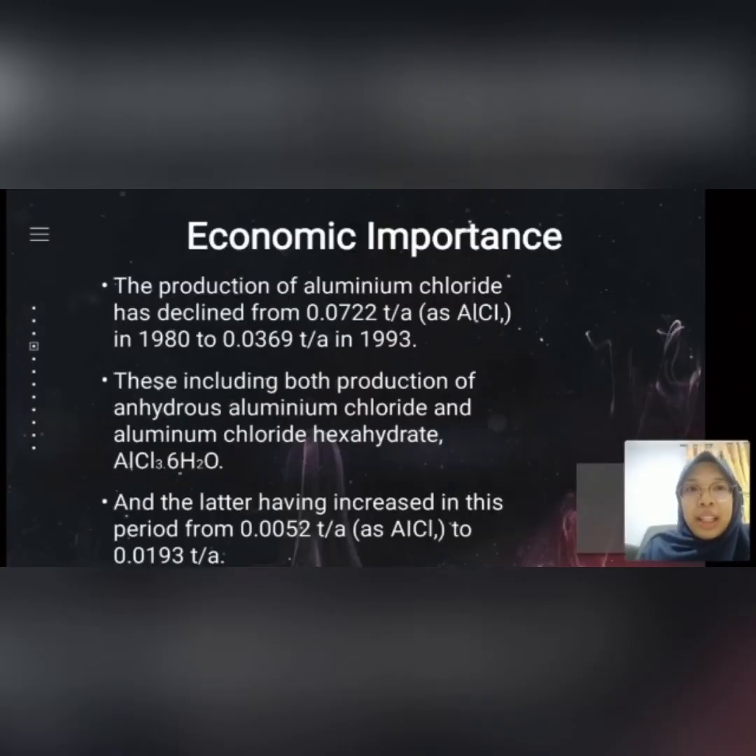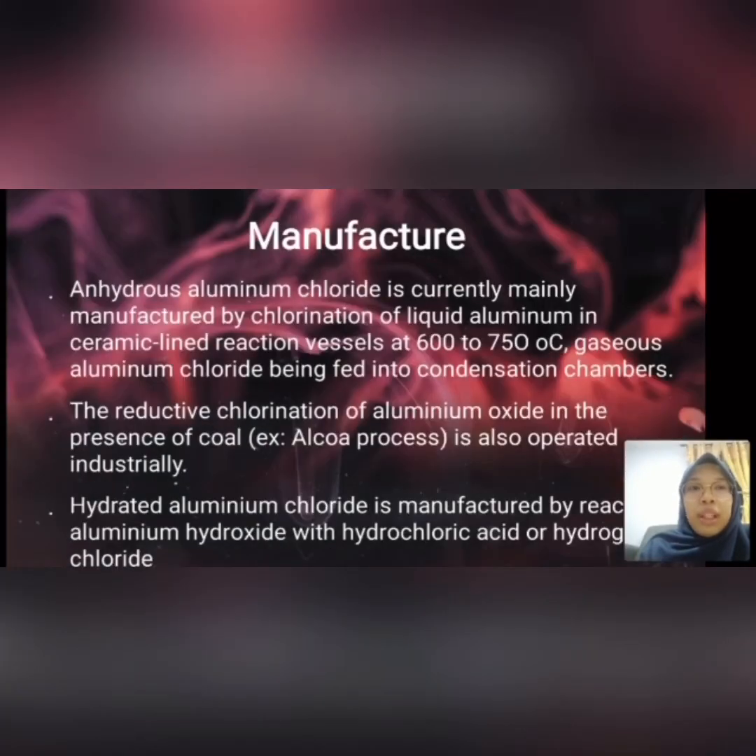In 1980, the production of aluminium chloride declined, including both production of anhydrous aluminium chloride and aluminium chloride hexahydrate, the latter having increased in this period. For the manufacture, we can divide it into two, anhydrous and hydrated aluminium chloride. Anhydrous aluminium chloride is currently mainly manufactured by chlorination of liquid aluminium in ceramic-lined reaction vessels at a temperature of 600 to 750 degrees Celsius, and then the gaseous aluminium chloride is fed into the condensation chambers.